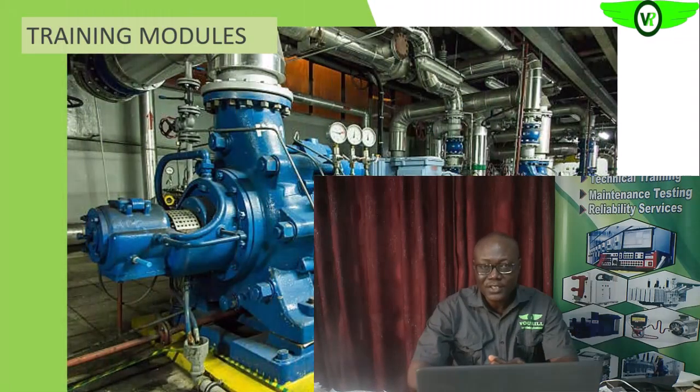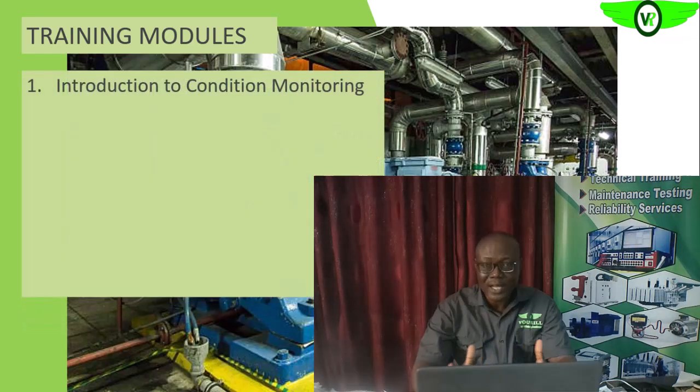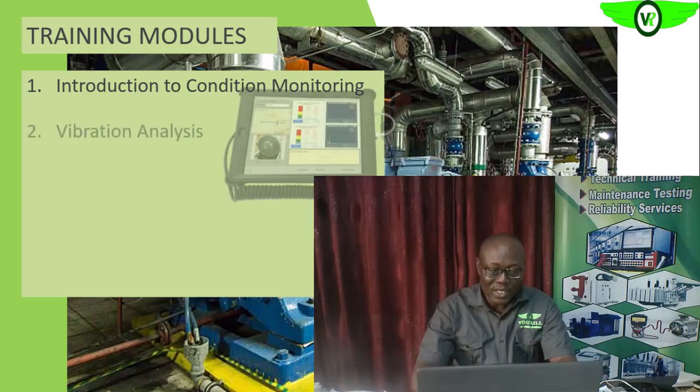So under this module on equipment condition monitoring, we are going to be looking at, one, introducing ourselves to the concept of equipment condition monitoring, knowing what it means, what it involves, and the various parameters that we really need to look at in monitoring the condition of our plant equipment and even our plant processes. So we are going to look at that.